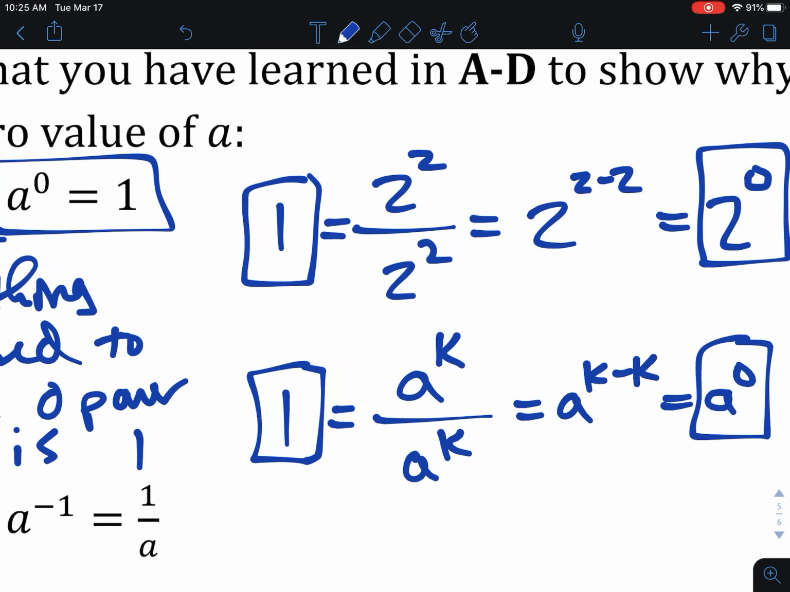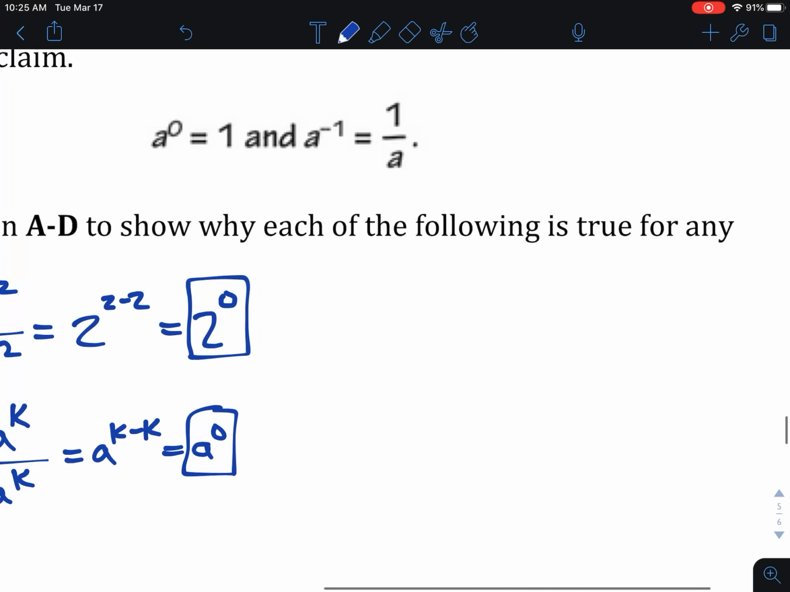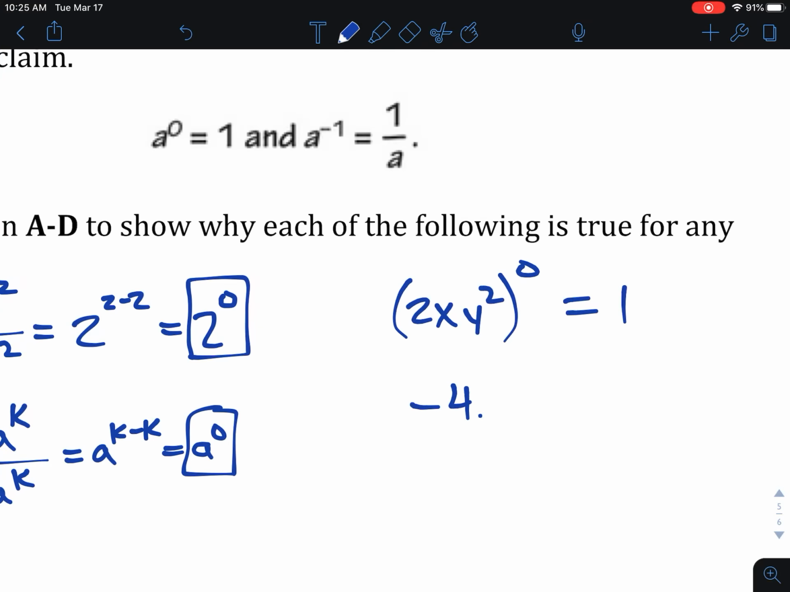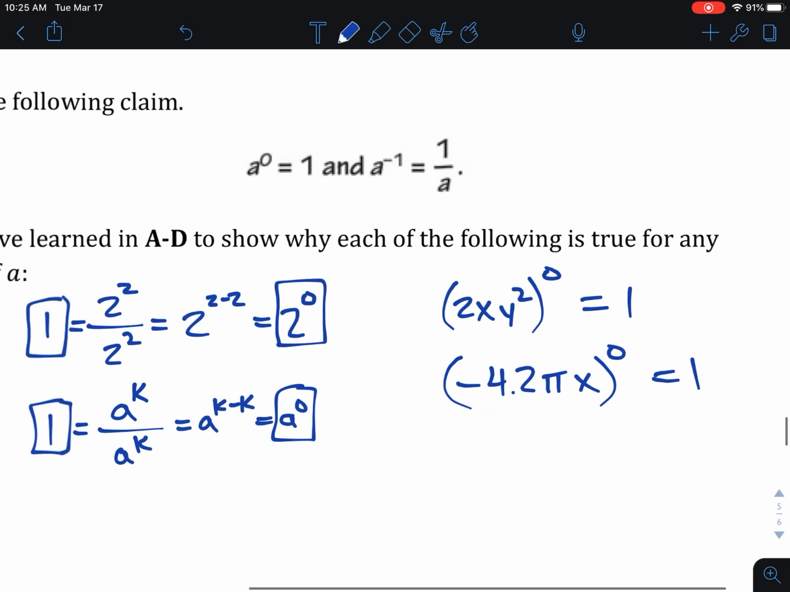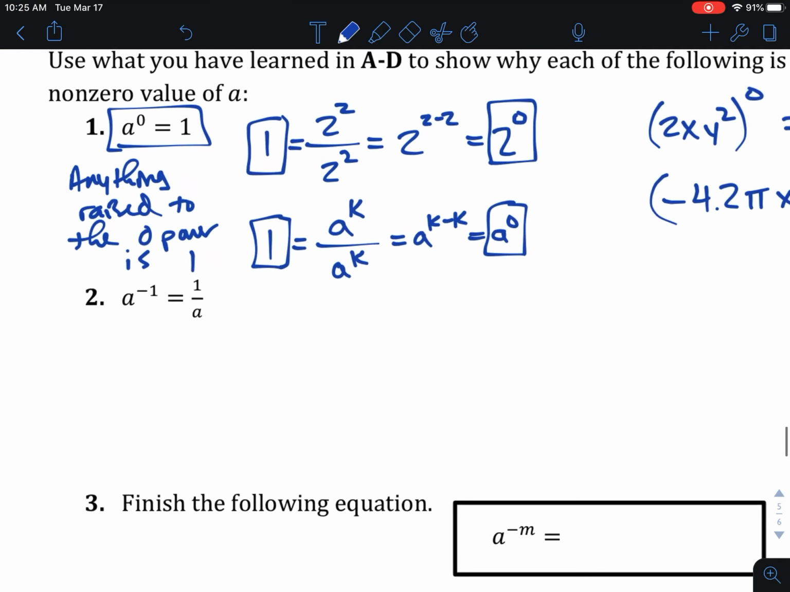So anything raised to the 0 is always going to be 1, which is super weird. It could be anything crazy. 2xy squared to the 0 is 1. Negative 4.2 pi x all to the 0 is 1, which is kind of crazy. But that is what the rule is saying here. Anything raised to the 0 power will always be 1.